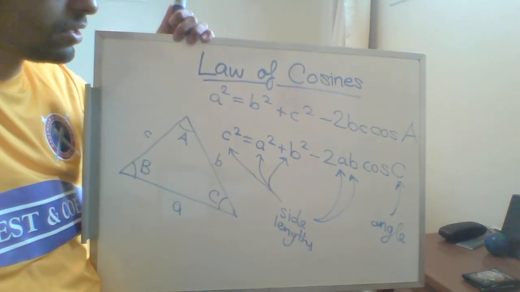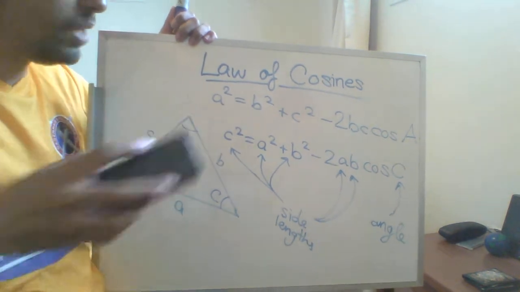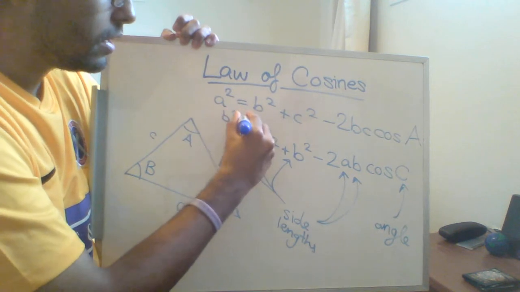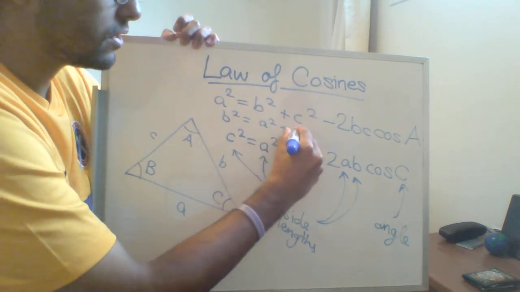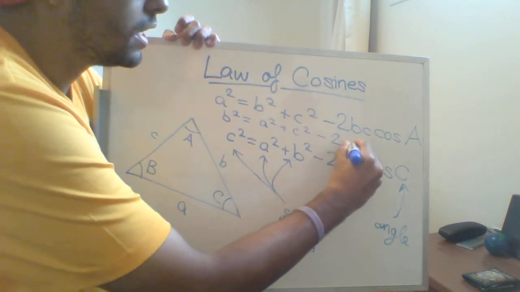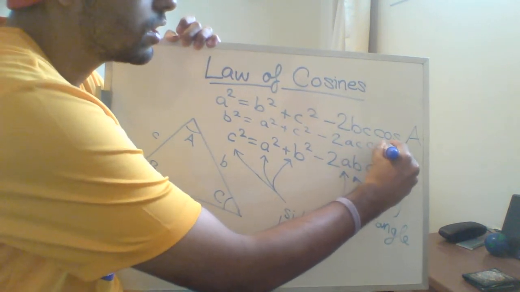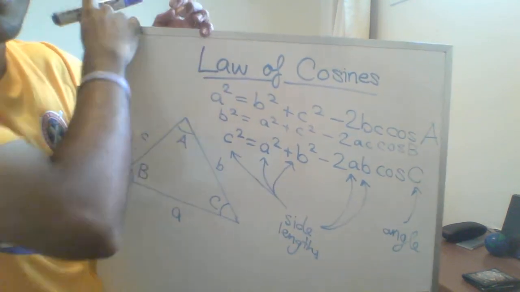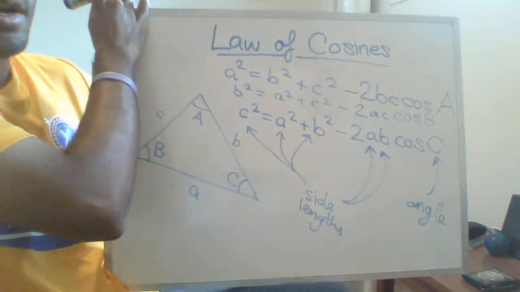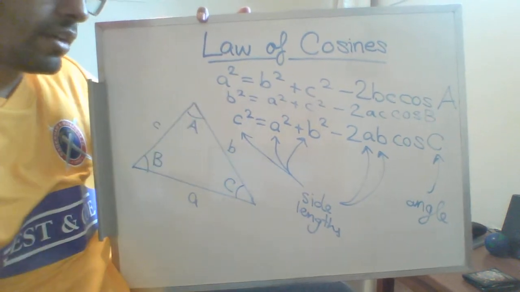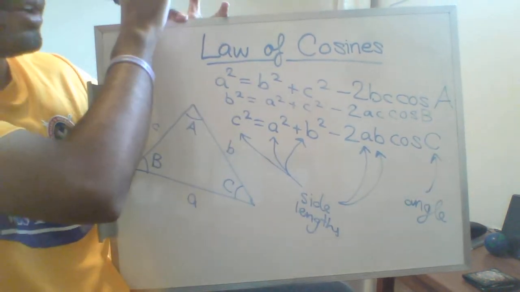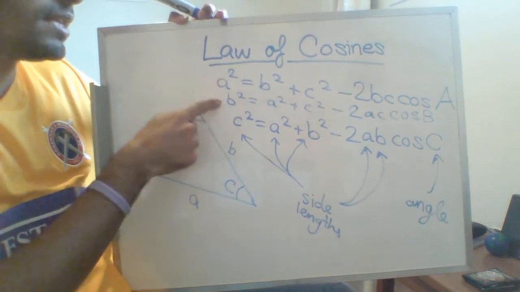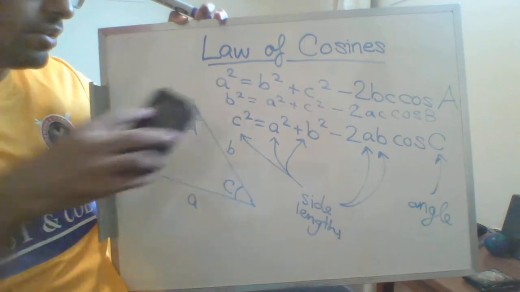The last thing you could write it as is with b instead of a. So you could also write it as b squared equals a squared plus c squared minus 2ac cos B. I don't really write it that way. You won't see that in most places on the internet, and I didn't learn it that way, so I'm never going to write it like that again in this unit. But those are the three different permutations that you could have, depending on whether you're looking for side a, side b, or side c. Okay?